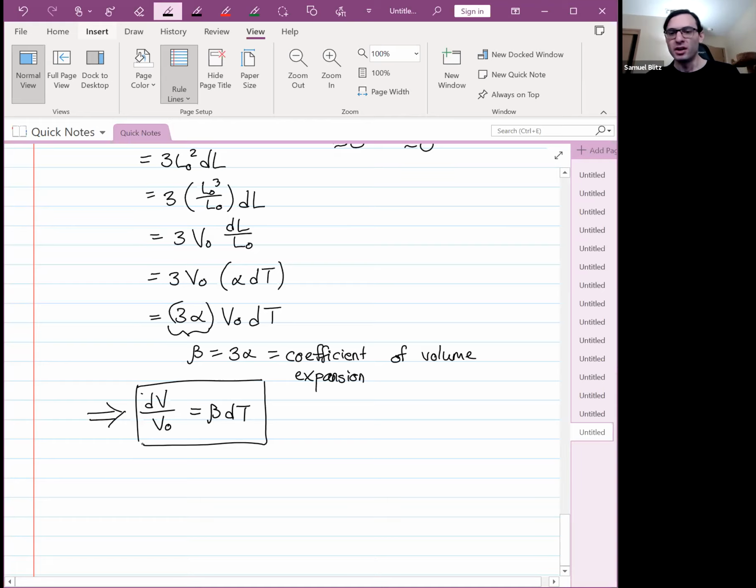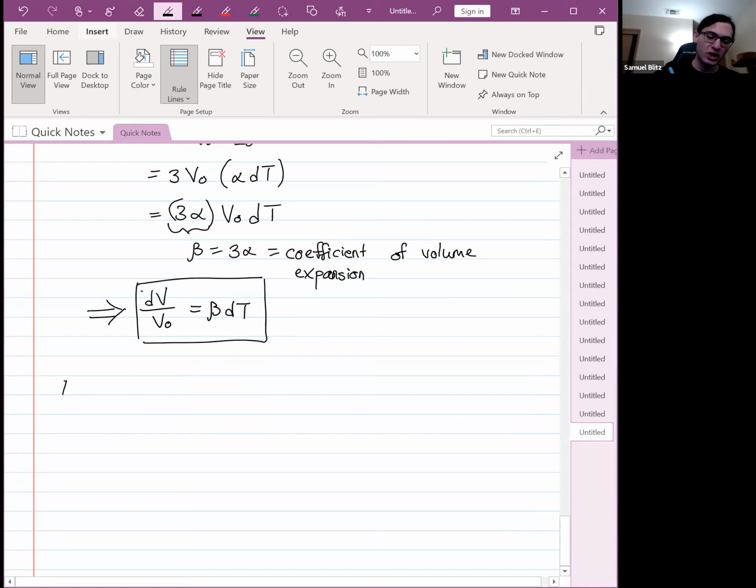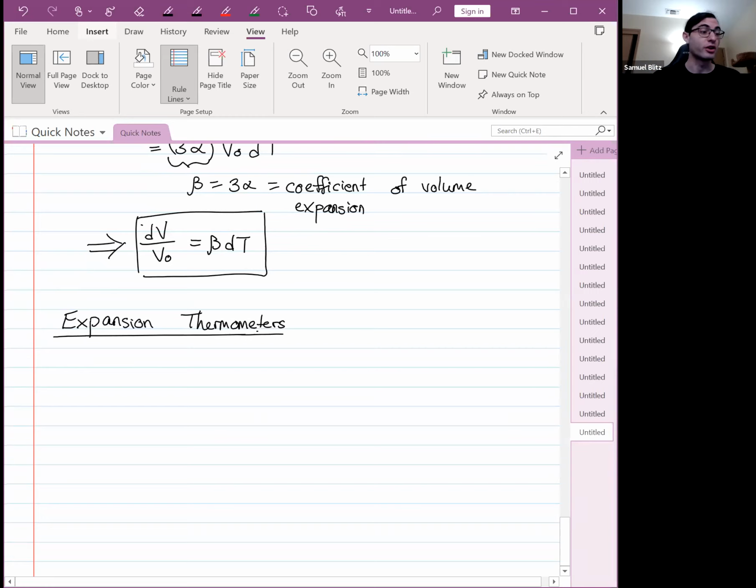Now, it's hard to measure changes in length. It turns out that there are some clever ways that you can detect small changes in length. One way to detect a small change in length is with something called an expansion thermometer. What I'm about to describe are both expansion thermometers, and these are ways that you measure temperature with changes in volume or changes in length.